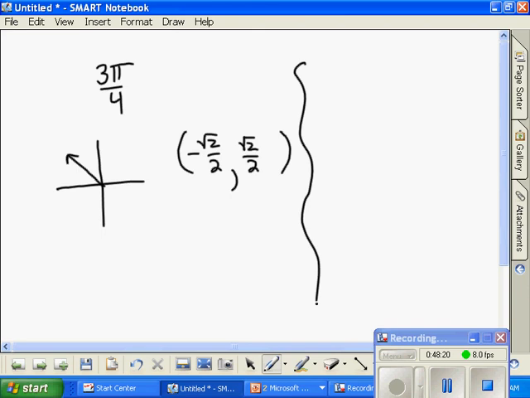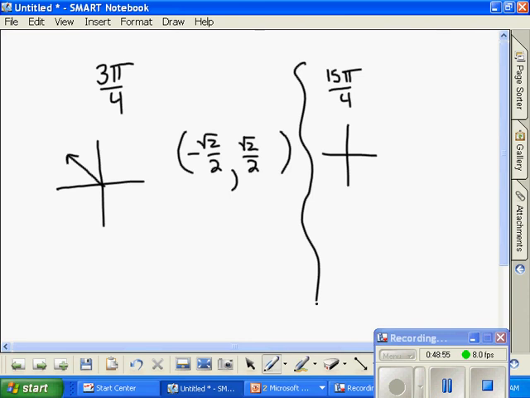Here's a good one. This is a fabulous one. What if I give you 15 pi over 4? Big angle. But that's okay. Where's it at? Is it in the second quadrant? In the first quadrant? 4 quadrants, because then 16 will be a full one. I agree that it's going to be in the fourth.